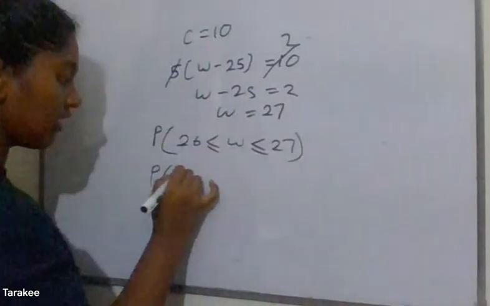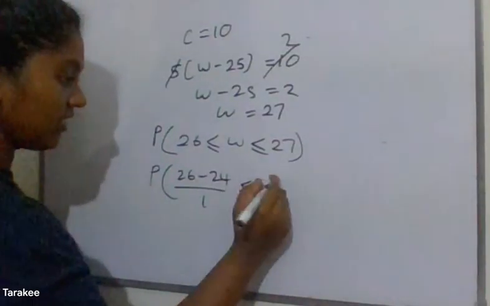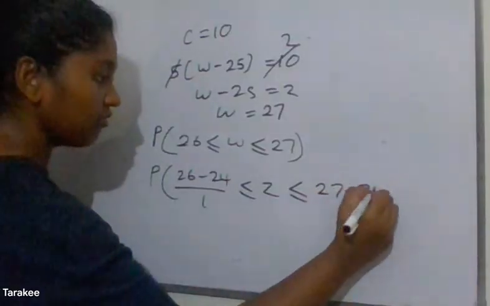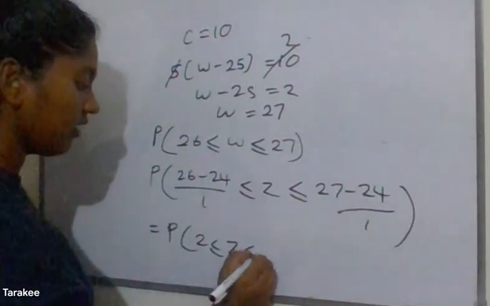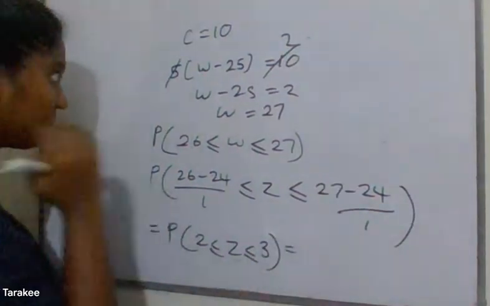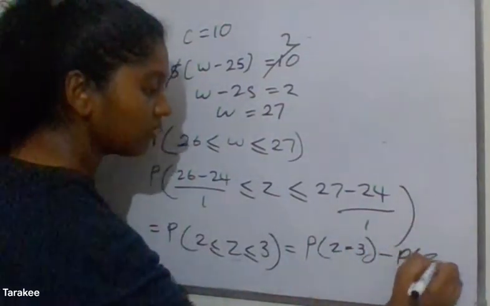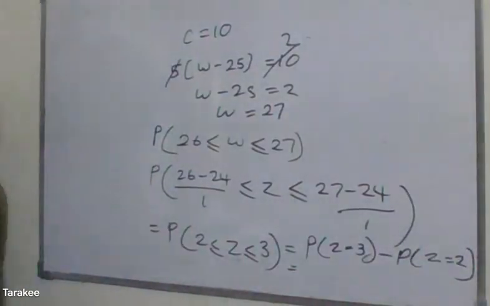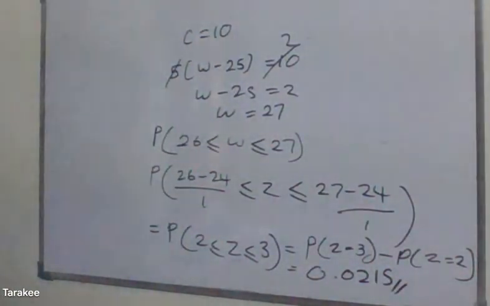So convert these into Z values. 26 minus 24 over 1, and 27 minus 24 over 1. So the probability is between 2 and 3. Same method, P(Z equals 3) minus P(Z equals 2). Answer is 0.0215. Okay. Did you get this one?